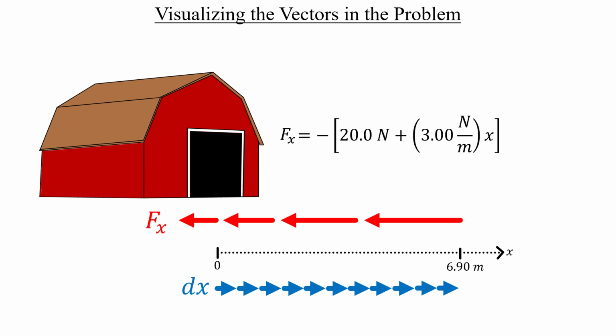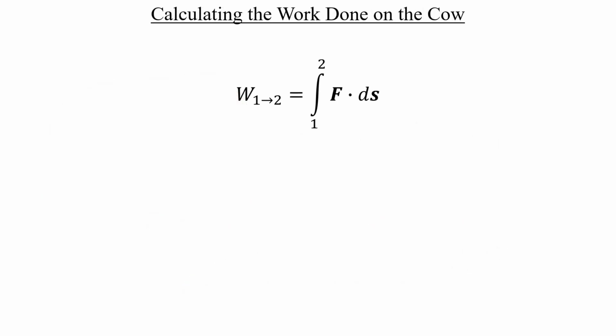With all that taken care of, let's go back to our integral definition and get started on calculating the work done on this cow. We'll switch out the force and infinitesimal displacement vectors like we did in the last slide for f sub x and dx. This eliminates the need for the dot product, so we don't have to worry about working with vectors anymore.